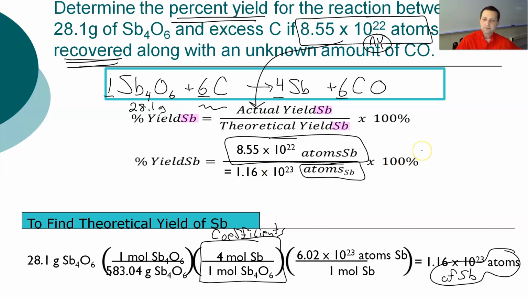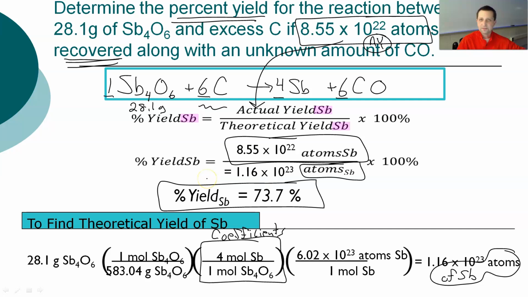So divide the two, multiply by 100, and you end up with a percent yield of, it's okay, it's mediocre here, 73.3% for this experiment. Okay, obviously the goal here is a percent yield of 100%, which means you should have made X amount of stuff, and you actually did make X amount of stuff. Most of the time it's not going to happen though. You should really never get a percent yield of over 100%. That means you should have made 8.55 times 10 to the 22nd atoms of antimony, and you made more than that. Matter can't be created or destroyed along the way here, so you shouldn't be able to make more than what you calculated. Okay? So that's how you do percent yield problems.